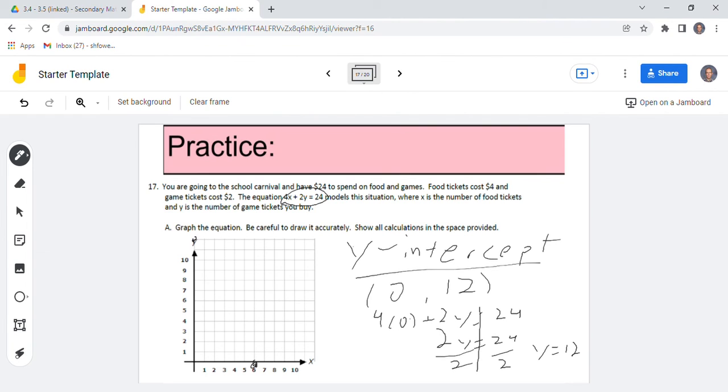Okay, connecting those two now with a line will show us our possible situations. Now again, you could have put this in slope-intercept form, y equals mx plus b, and that would have given you the same graph overall. And I do not care which way you do it.